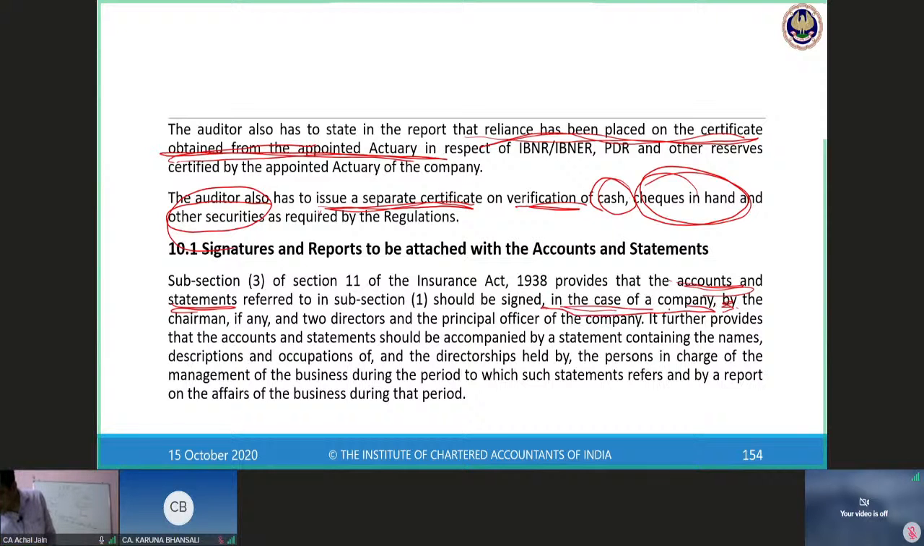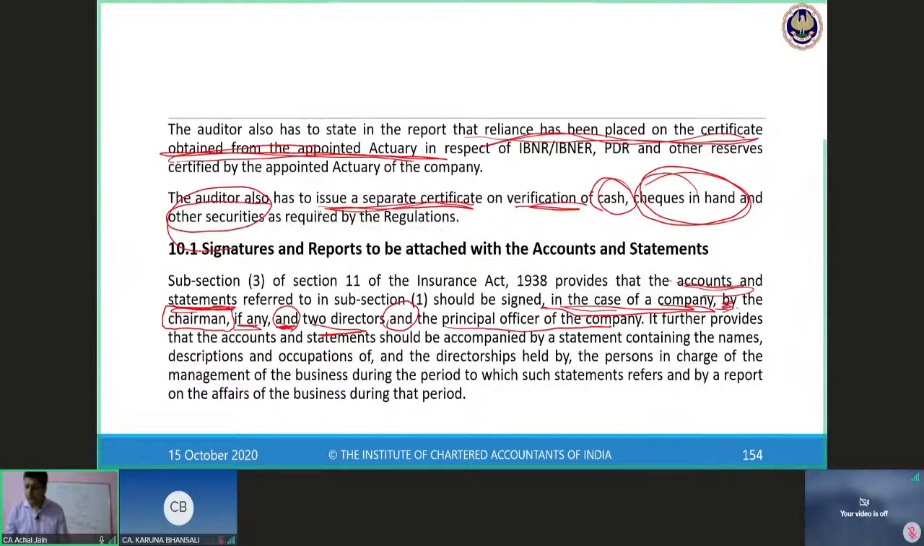By chairman, if any, and two directors and principal officer of the company. So it will be signed by chairman, if any, and two directors, means 3, and the principal officer of the company, 4 persons.